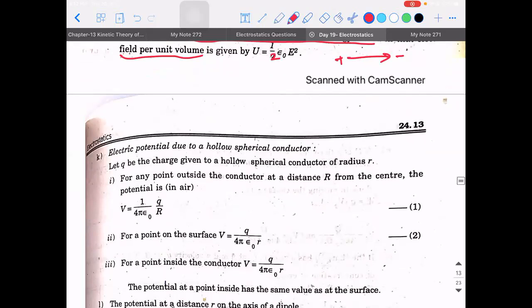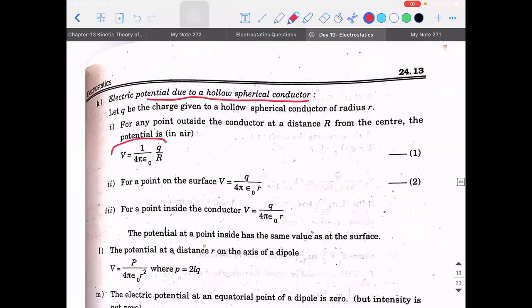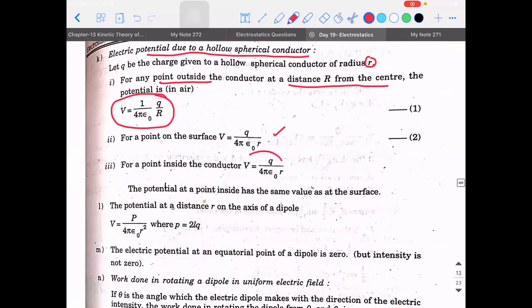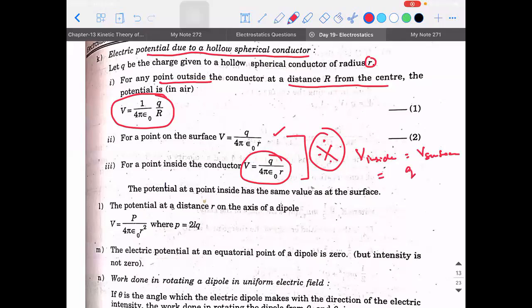Next. Electric potential due to a hollow spherical conductor is given by this formula. V is equal to 1 by 4 pi epsilon naught Q divided by capital R. This is for any point outside the surface at a distance R from the center. For any point on the surface, it is Q divided by 4 pi epsilon naught small r, where small r is the radius. And any point inside is also same as that of the surface. So this is an important point to be noted.